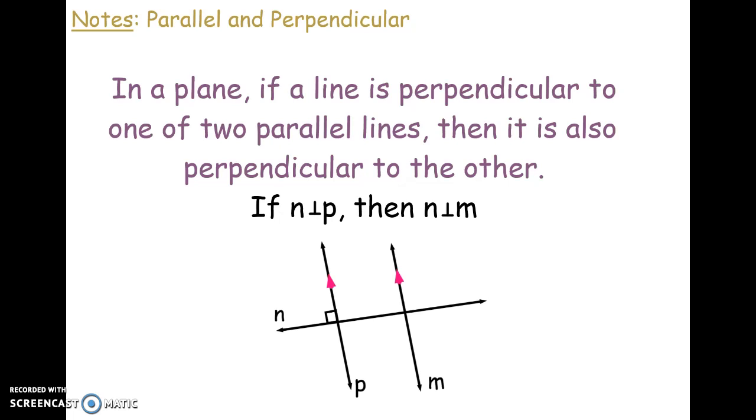And then also if a line is perpendicular to one of the two parallel lines, then it's perpendicular to the other. So that's kind of like the converse of what we just talked about. So if I know that P and M are parallel and N is perpendicular to this one, it has to also be perpendicular to the other one because those two are parallel.